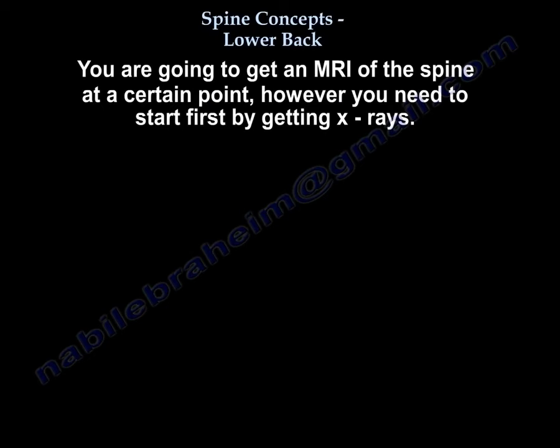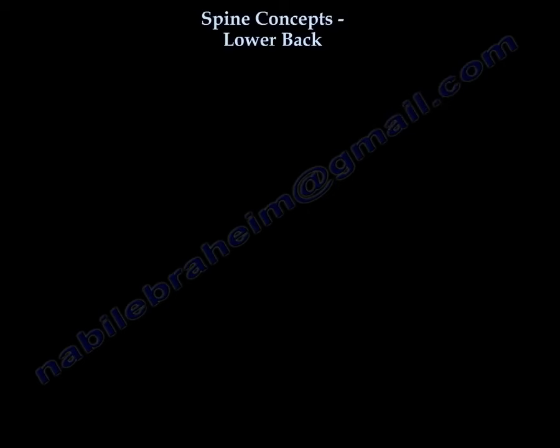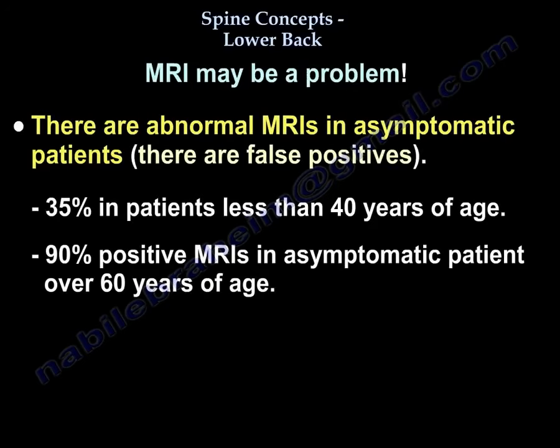So you're going to get an MRI at a certain point for the spine? Well, you need to start first with x-rays. The MRIs are a little problem because, number one, there are abnormal MRIs in asymptomatic patients. It is false positive. 35% in patients less than 40 years of age, and 90% positive MRIs in asymptomatic patients that are more than 60 years old.